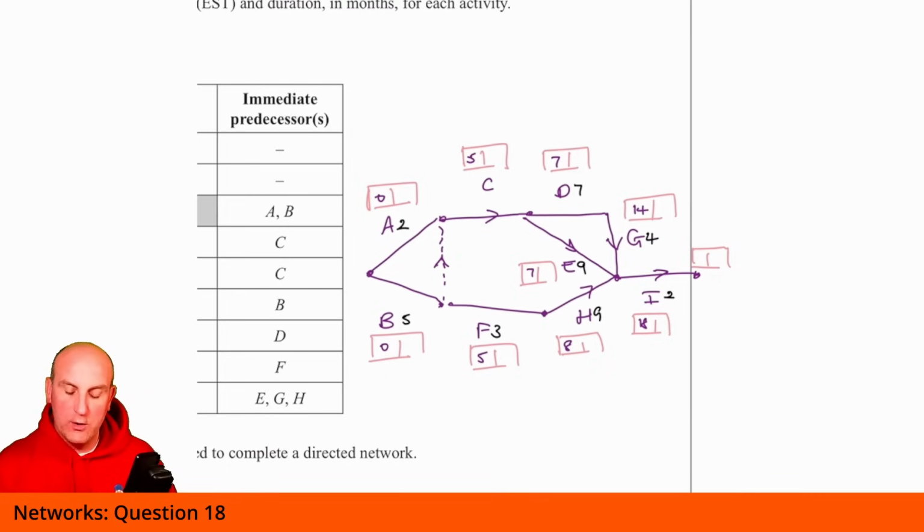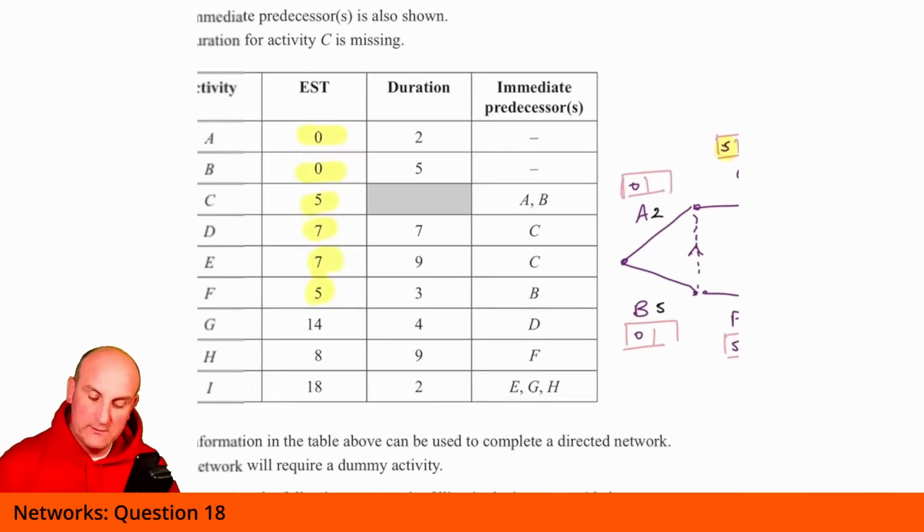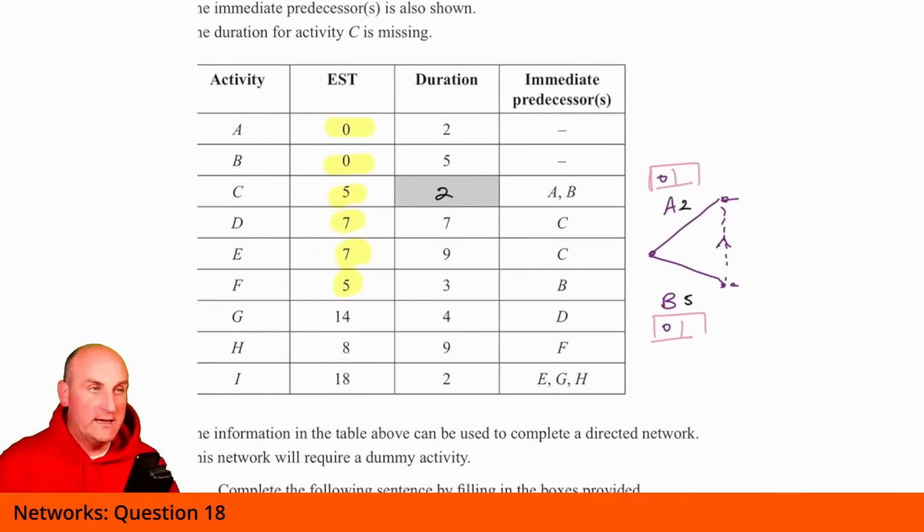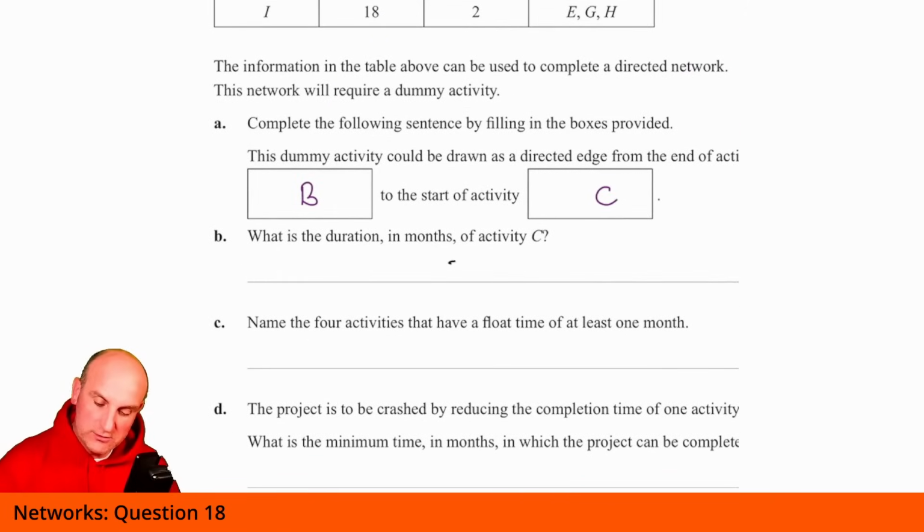Okie dokie. So let me see. Well, basically, I can now work out the duration of C, because C's earliest start time was 5 and D's earliest start time was 7. It's got to be 2. So C has automatically got to be 2. So I'm going to put a 2 in here. And let's just scroll up and say, what is the duration? It is 2 months. Ka-ching. Thank you very much.